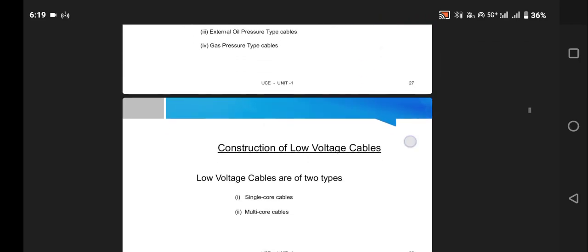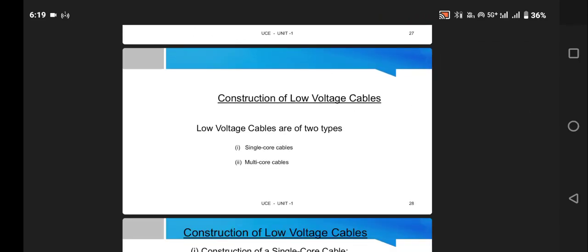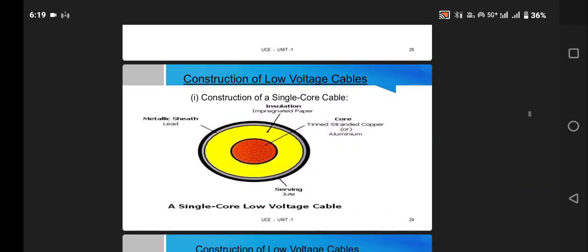The construction of low voltage cables is classified into two types: single core cables and multi-core cables. The construction of a low voltage cable is represented in a diagram. It consists of a middle core. The next layer is insulation, which is normally impregnated paper. The next layer is the metallic sheath. The outer layer is the serving. Normally, jute material acts as the serving.